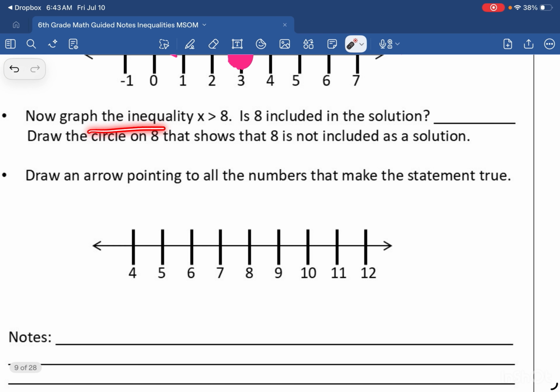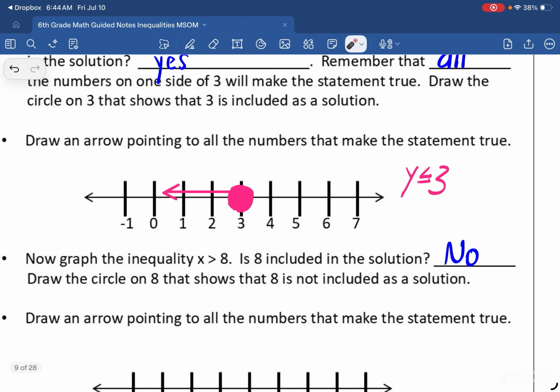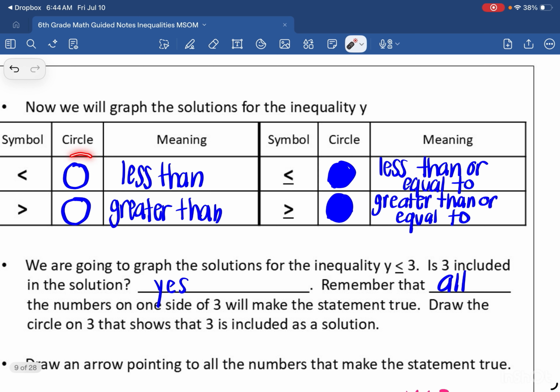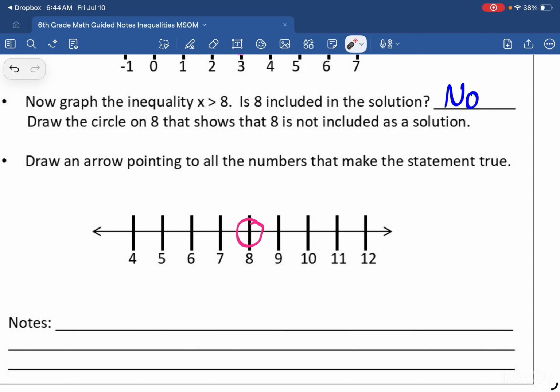Now graph the inequality x is greater than 8. Is 8 included in the solution? In this case, no. It says x has to be greater than 8. Draw the circle on 8 that shows that 8 is not included as a solution. And that's where I'm going to do an open circle.